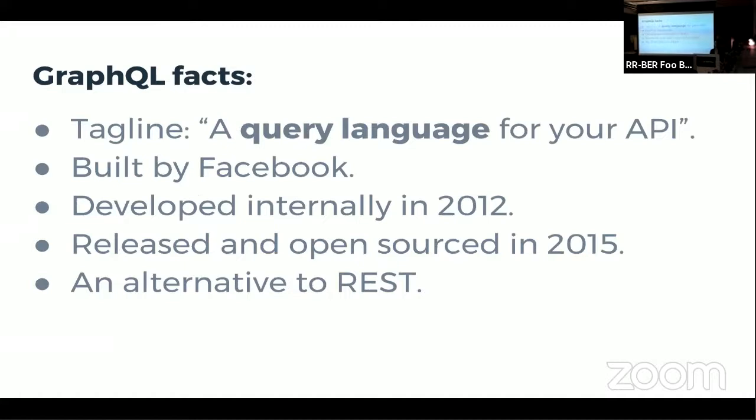So what GraphQL is? The tagline on the GraphQL page says that GraphQL is a query language that can be used to create an API. It was built by Facebook. Internally, it was built around 2012, but it was open sourced and released to the public in 2015. And they claim that this is an alternative to REST.